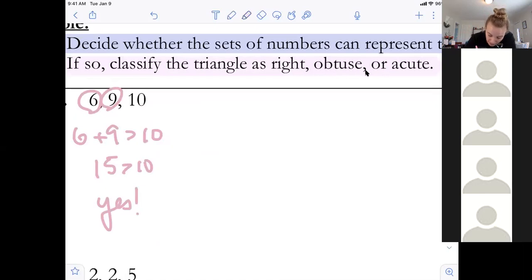I have to put my C by itself, so I'm going to do 10 squared equals 6 squared plus 9 squared. Again, I highly suggest setting it up this way because it matches our little formula above. 10 squared is 100, 6 squared is 36, 9 squared is 81.